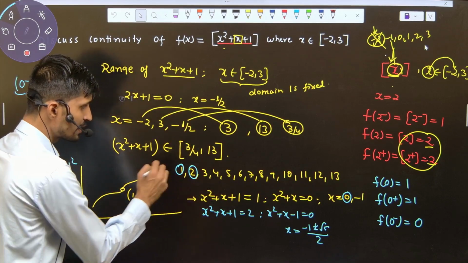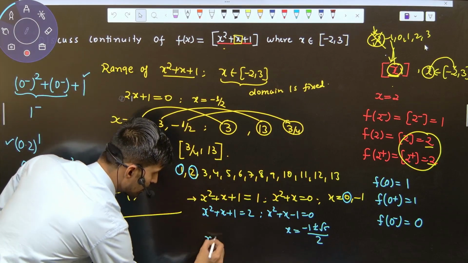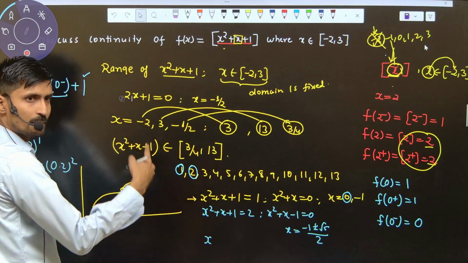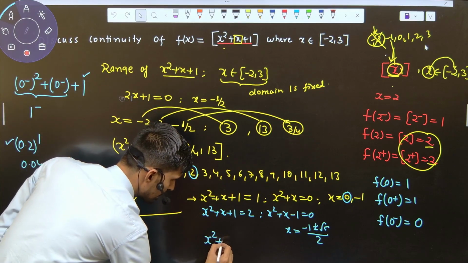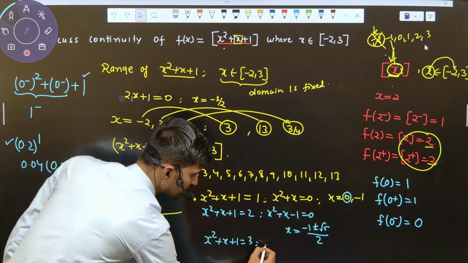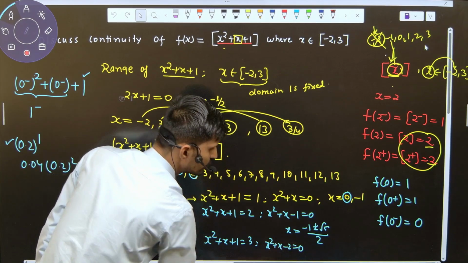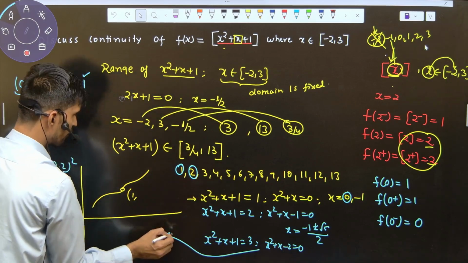Now we'll check for 3. Not x equals 3. x square plus x plus 1 equals 3. 3 will come this side. We'll get x square plus x minus 2 equals 0. And for this we can find our roots here.